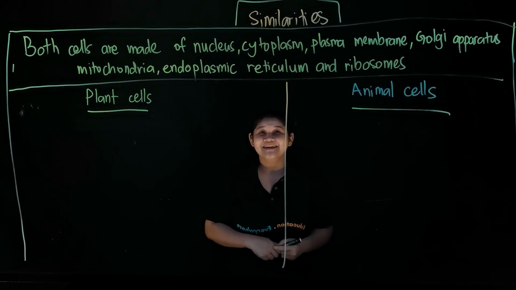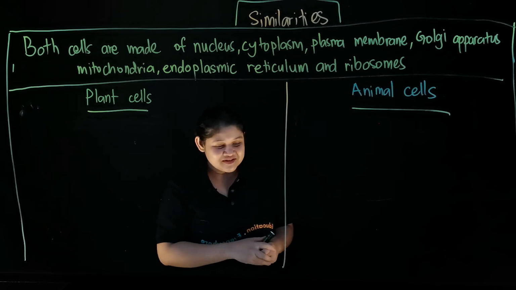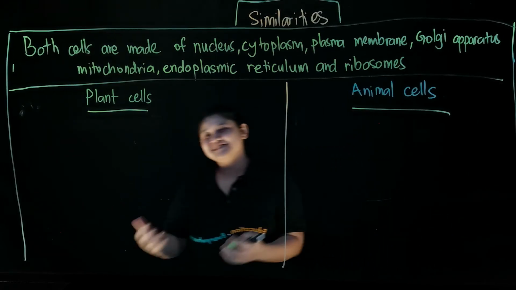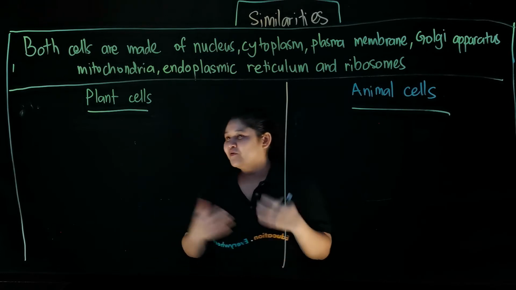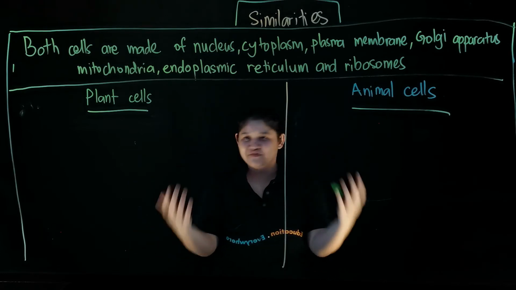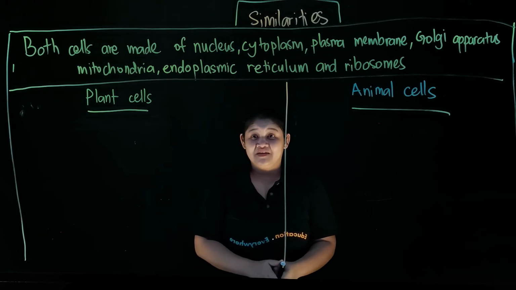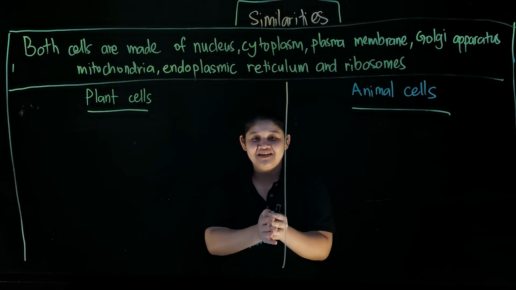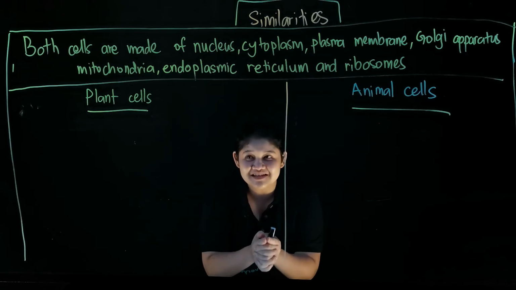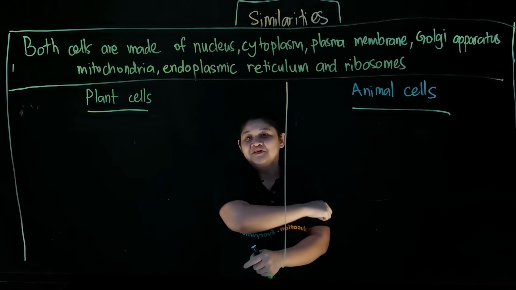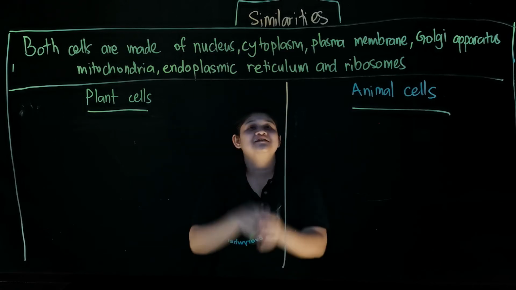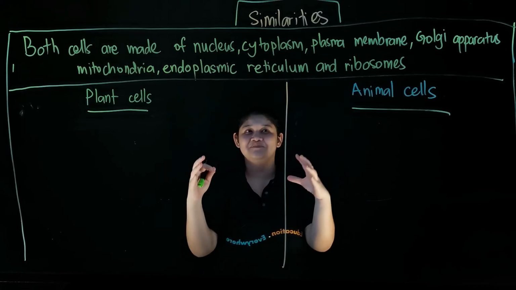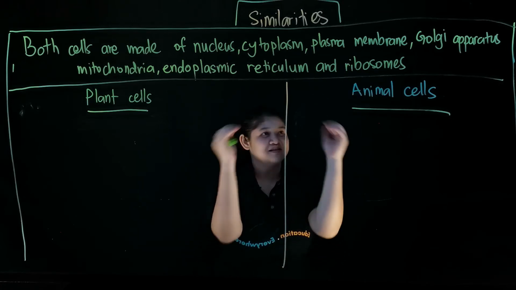Welcome back. Just now we've looked at the animal cell and the plant cell, all the organelles and their functions. But again, what are the similarities and what are the differences? The similarities first. Both cells are made of a nucleus, which contains your genetic material. You have cytoplasm that keeps all the organelles in place. The plasma membrane protects the cell.